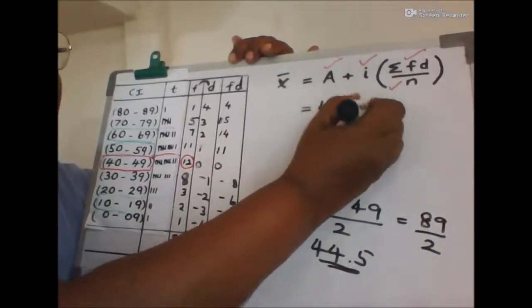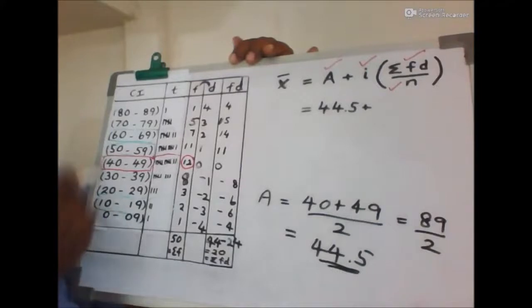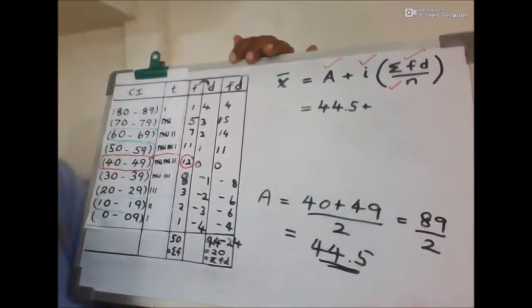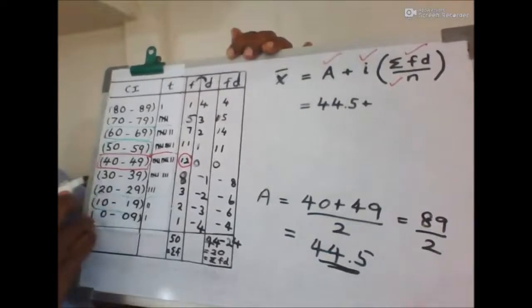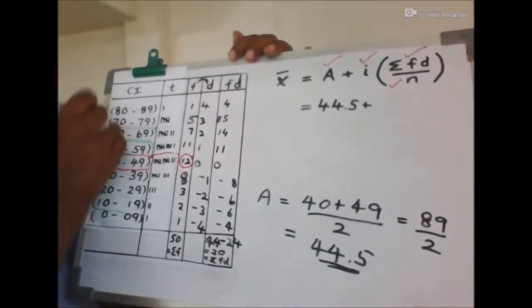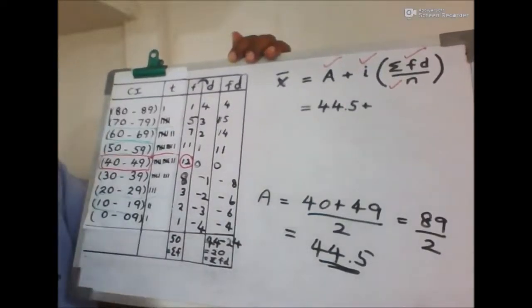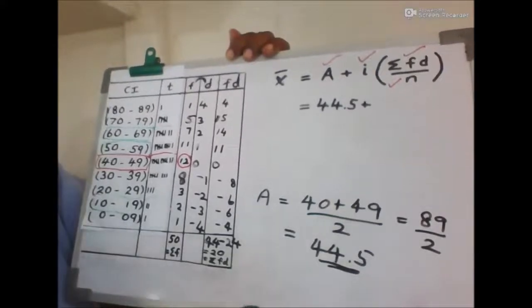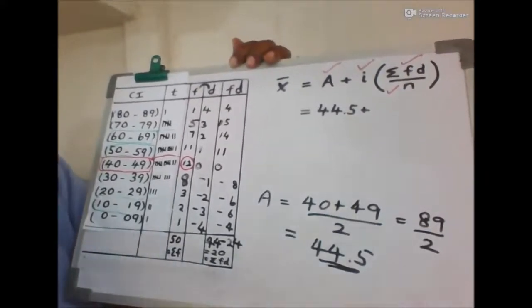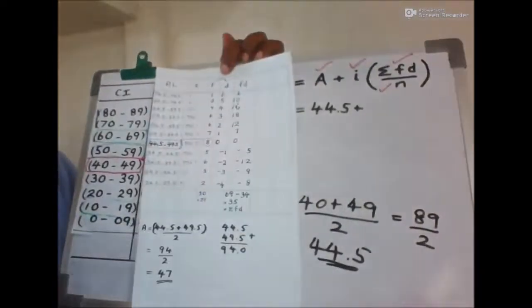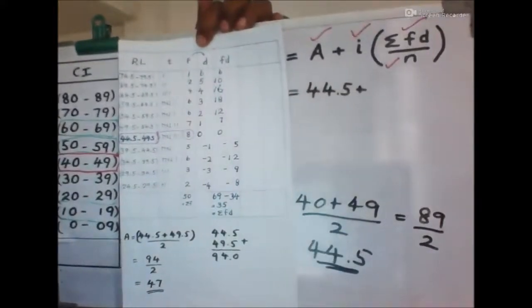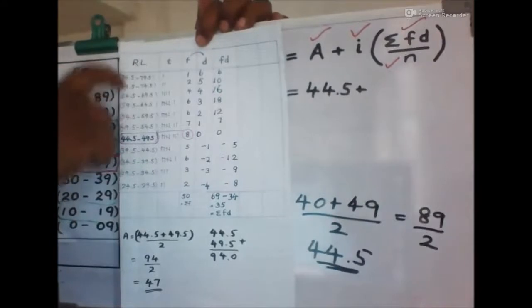44.5 plus I, class size is 10, right? 9 minus 0, 1 plus 1, 10. There's another way of getting it once you have built up all these classes: the vertical difference. This vertical difference, 80 minus 70, that's the class size, right? That goes for real limits also. Take here. Can you see this one? Real limits also, right? It's the same.